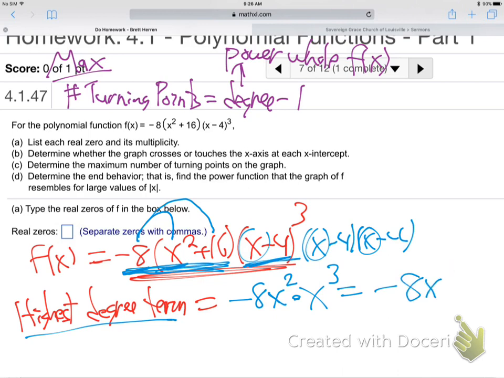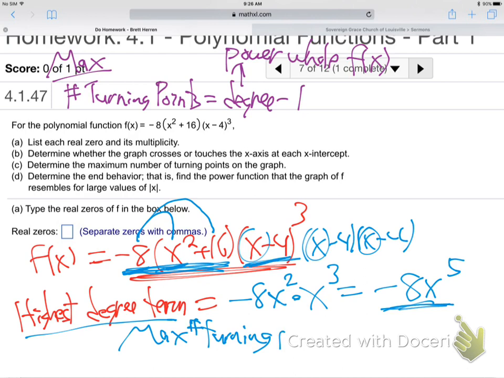Everybody see that? The most powerful term, if you were to FOIL that all the way out, is going to be minus 8x to the 5th. How do I do that? You just grab the front thing times the most powerful, which is basically going to be x cubed when you FOILed it all the way out. So minus 8x squared times x cubed is minus 8x to the 5th. That's the most powerful term. The rest of the stuff is smaller. There's going to be an x to the 4th term, x to the 3rd, smaller stuff. So what does that mean now about max turning points?